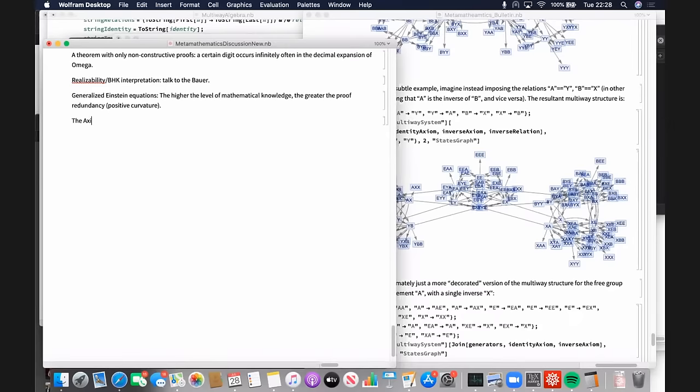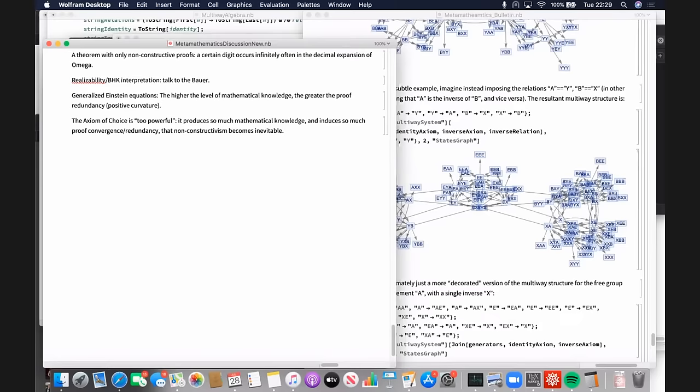So the claim would be that the axiom of choice is too powerful. It produces so much mathematical knowledge and induces so much proof convergence and redundancy that non-constructivism becomes inevitable. Okay, let's walk through that. The claim is that the axiom of choice itself represents too powerful a piece of mathematical knowledge. In other words, it has too much mathematical mass.